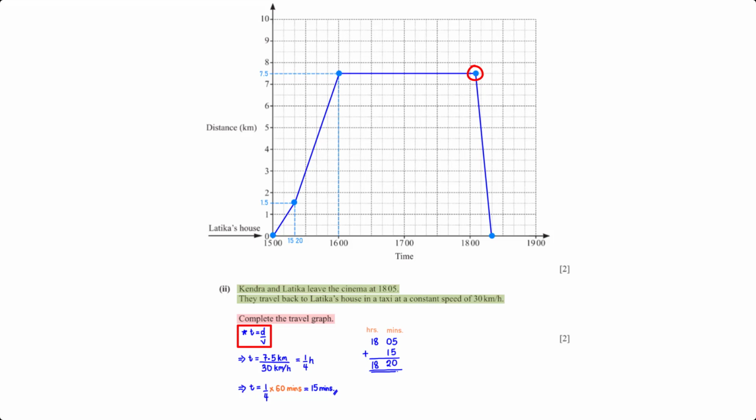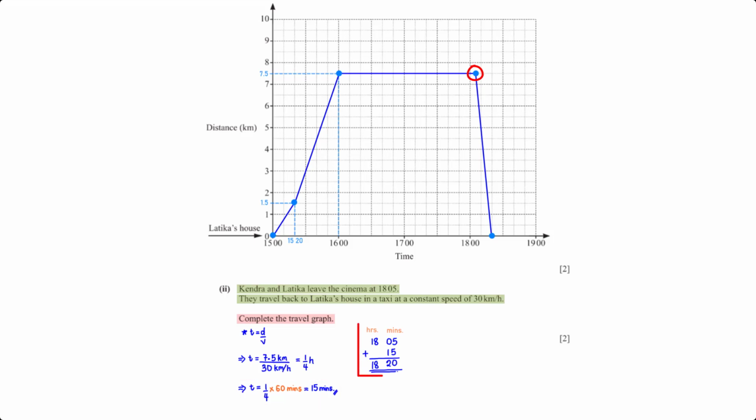From the previous question, we see that to get to the cinema, they traveled a total distance of 1.5 plus 6 kilometers, which is 7.5 kilometers. We've been given the speed for the journey as 30 kilometers per hour. This gives us 1 over 4 hours. To convert this to minutes, we multiply 1 over 4 by 60. This gives us 15 minutes.